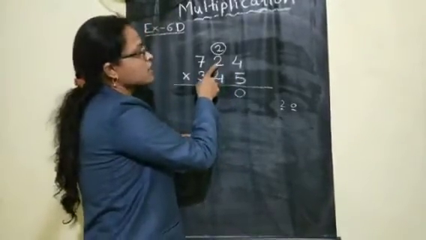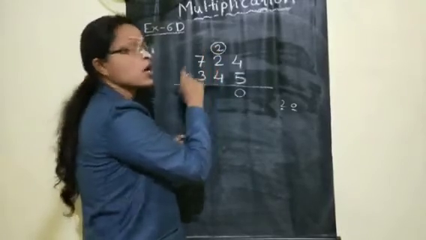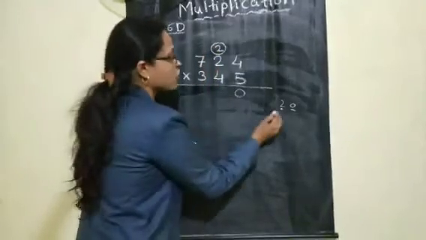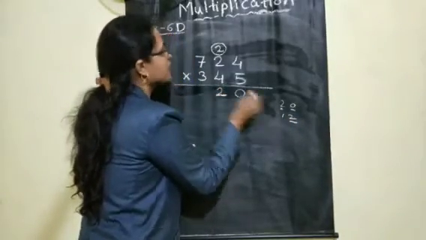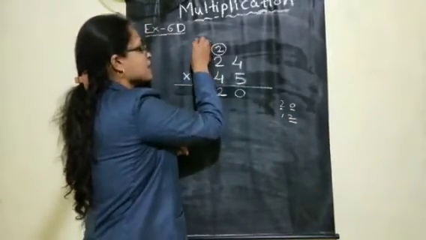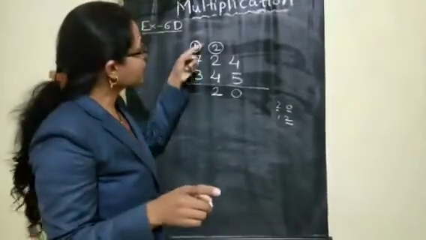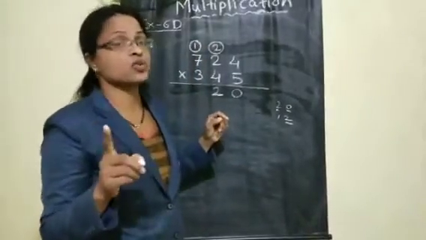Now 5 2s are 10. 10 plus 2, how much? 12. From that 12, 2 you are writing down and 1 will carry forward to the 100 place. Don't forget to add the carry. That is also very important.